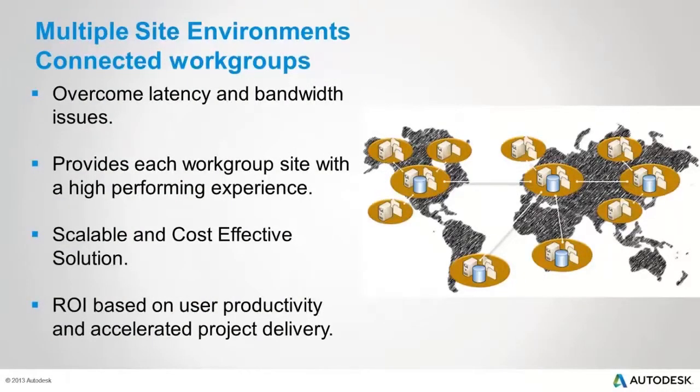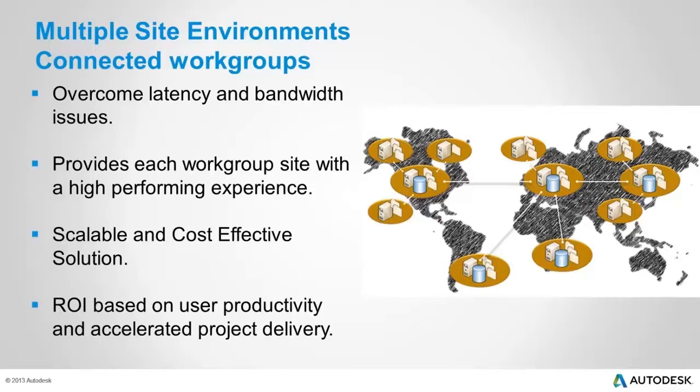Autodesk Vault Professional Connected Workgroup feature leverages both file caching as well as database replication to help customers connect to workgroups globally. The full replication solution has been designed to overcome challenges with latency and bandwidth issues often experienced while connecting to workgroups across continents. The direct result provides each workgroup site with a high-performing experience because the Vault data is provided to them locally. The full replication solution offers a scalable approach to enabling workgroups worldwide.